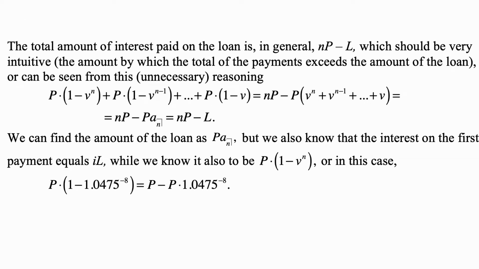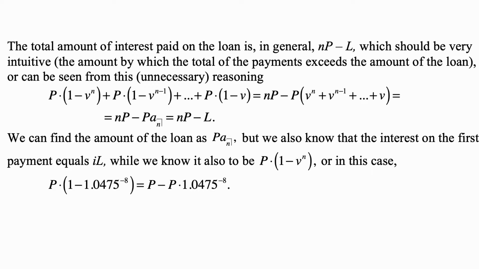The total amount of interest paid on the loan is in general n P minus L, so all the payments combined minus the amount of the loan. That difference is the interest, which should be very intuitive, of course, but you can actually derive that formula by adding up all the interest payments, but there's really no need. It's kind of obvious. I'm saying no need to derive it, even though the derivation is all correct here.